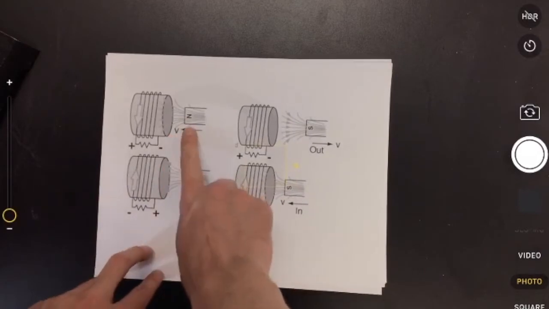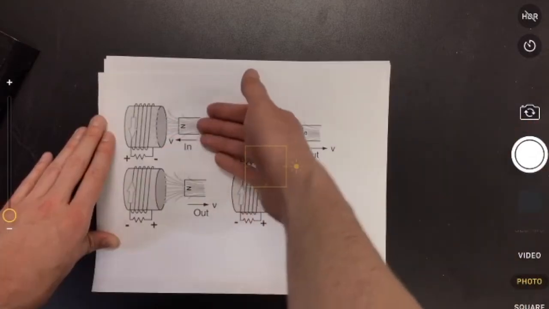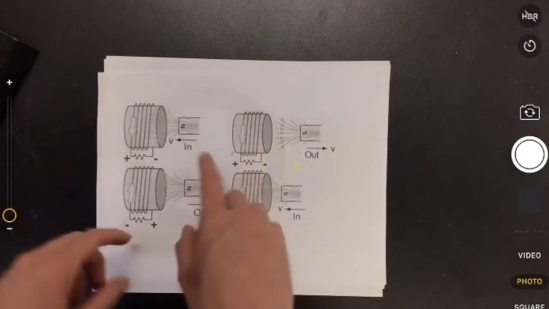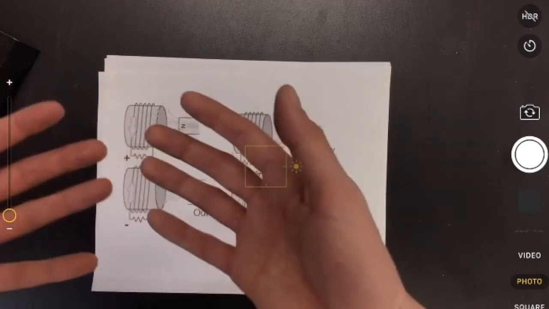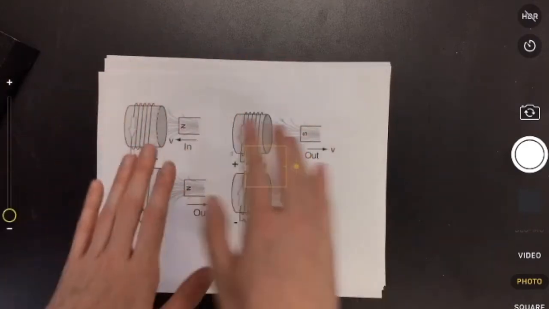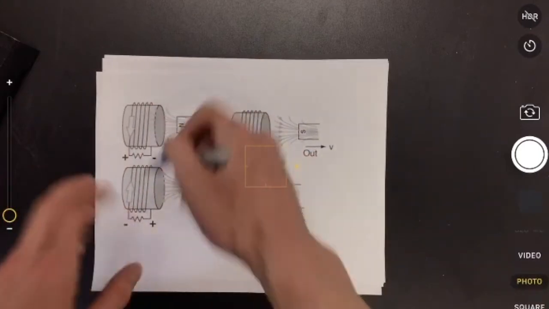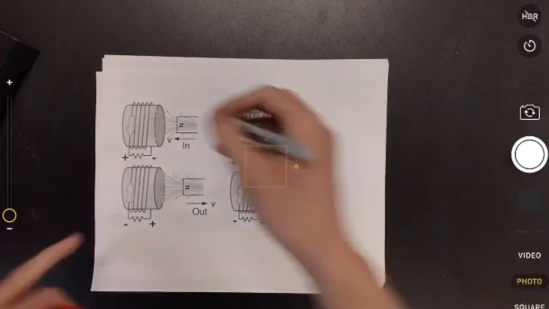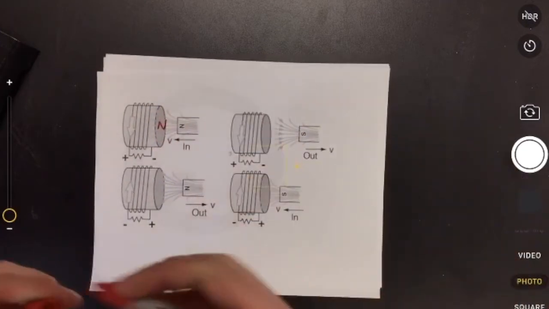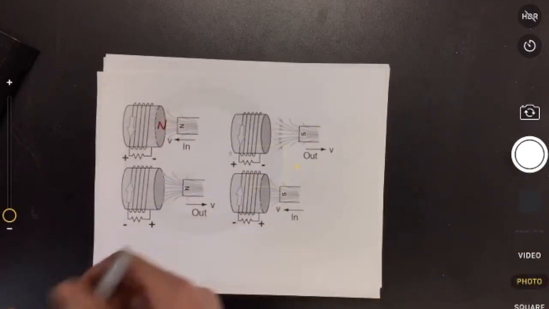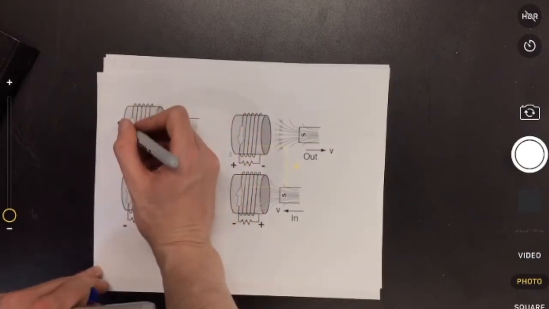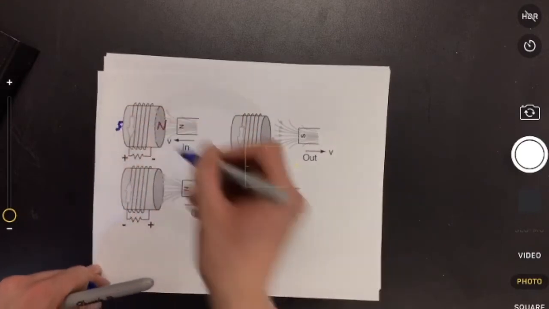So the north pole of the magnet is moving towards this solenoid. How do you resist something coming towards you? You repel it, you push it away, right? So how do you repel this north pole? Well, you get a north pole close to it and you get a south pole away from it. You can't just magically have a north pole, right? You've got to have a south pole on the other side, okay?